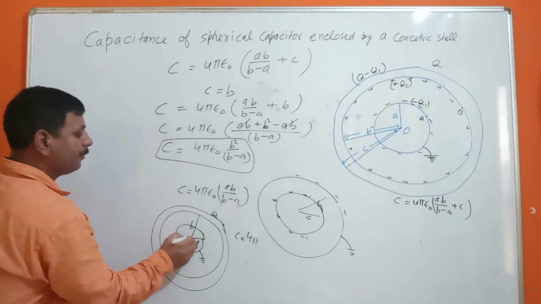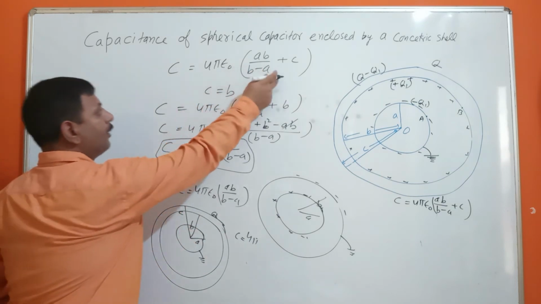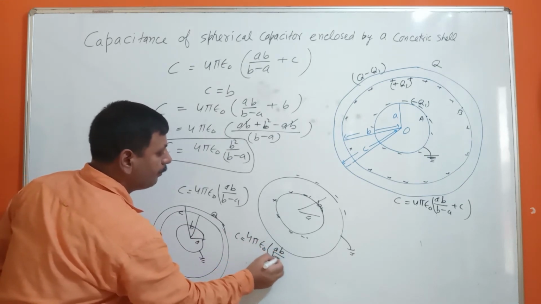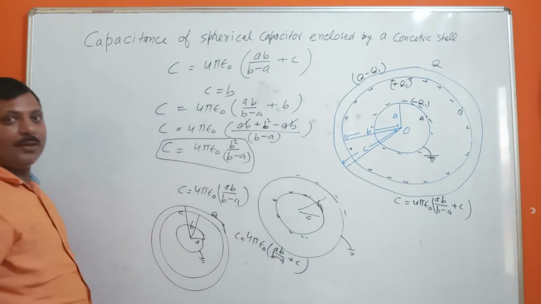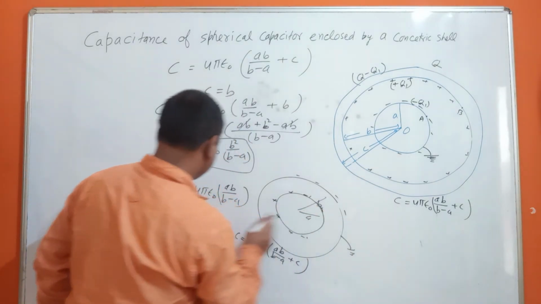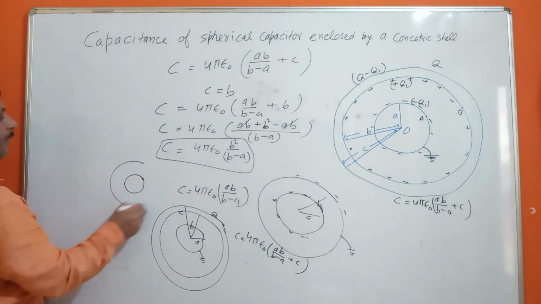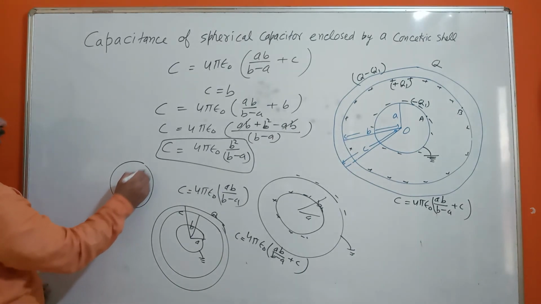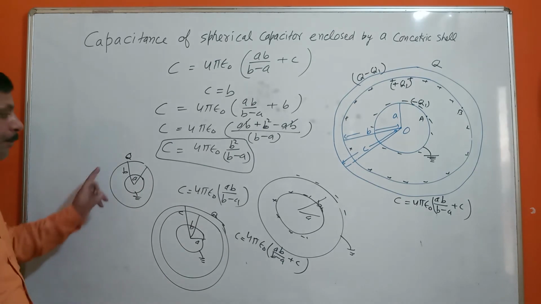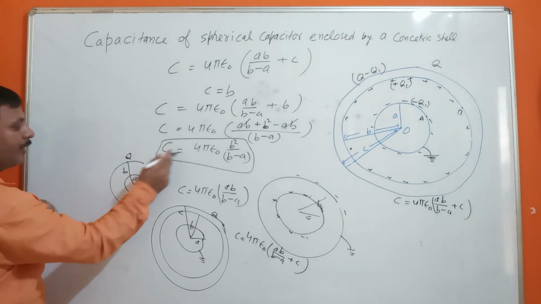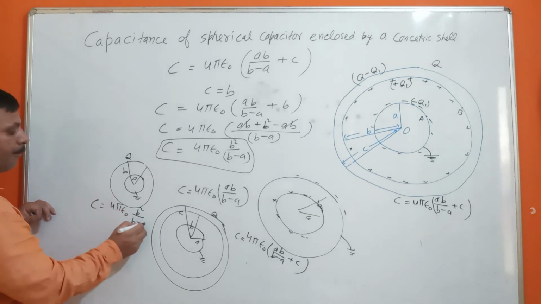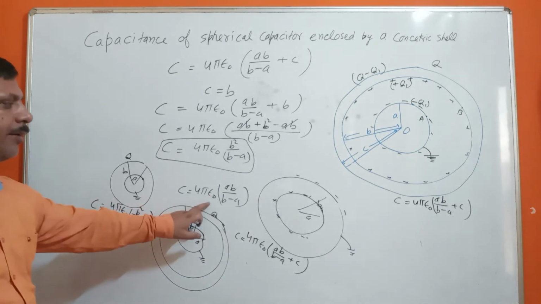The radius is A, this is B, this is C. The formula I showed you just now is 4 pi epsilon naught AB upon B minus A plus C. Third, this shell is there and the inner is earthed, radius A, this B, and the outer is given charge Q. That time, the formula is C equal to 4 pi epsilon naught B square upon B minus A. So keep all three formulas in mind.